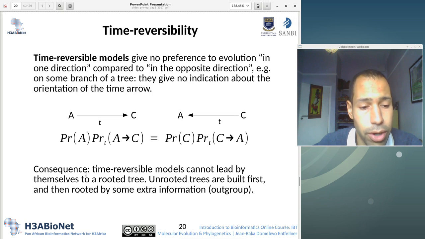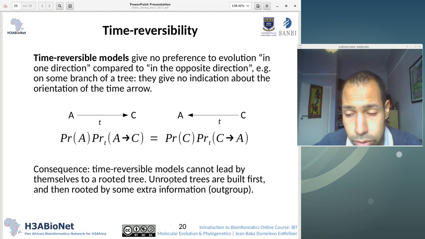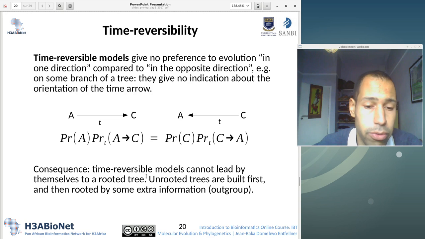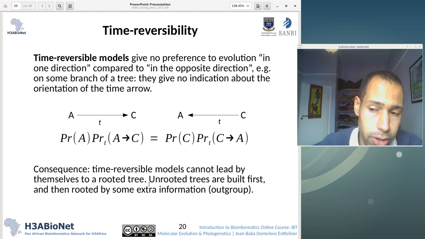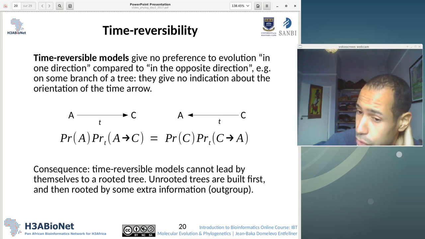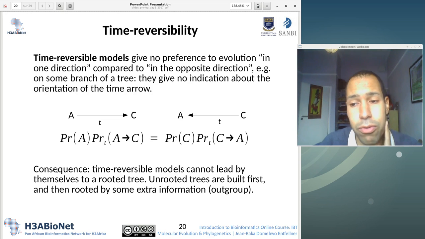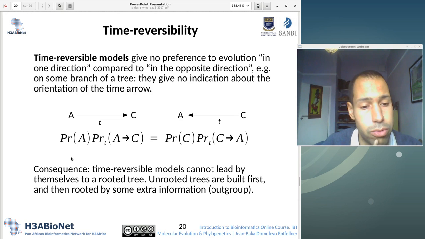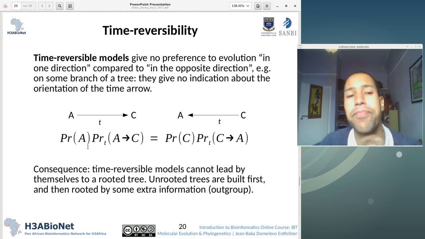Okay, so as a consequence, time reversible models cannot lead by themselves to a rooted tree. You cannot get a rooted tree by just using time reversible models. We'll use techniques to root a tree, but when you see an unrooted tree, wherever you would place the root, it would not affect the probability of that whole tree under a time reversible model.